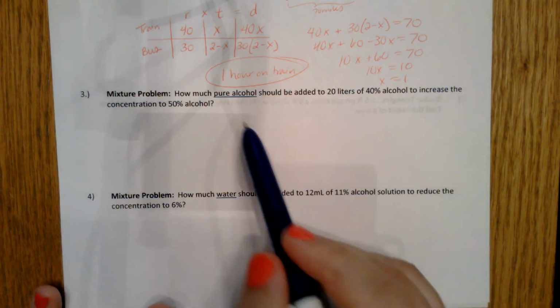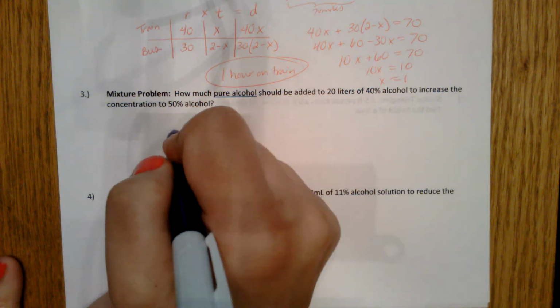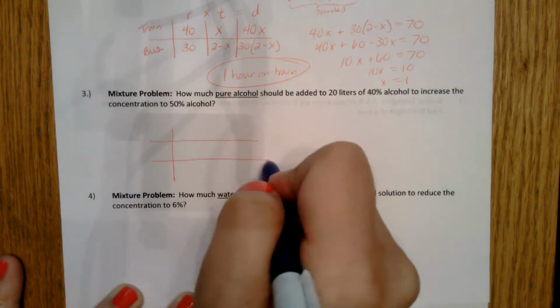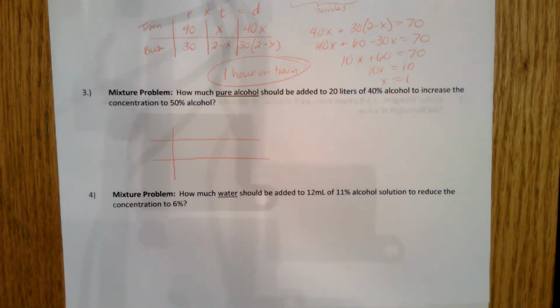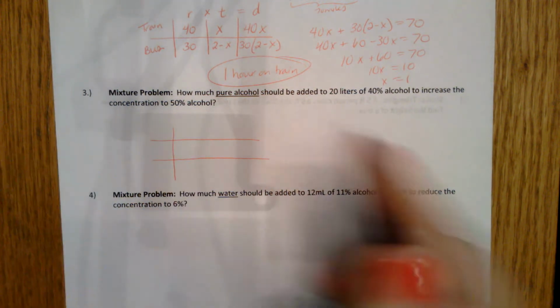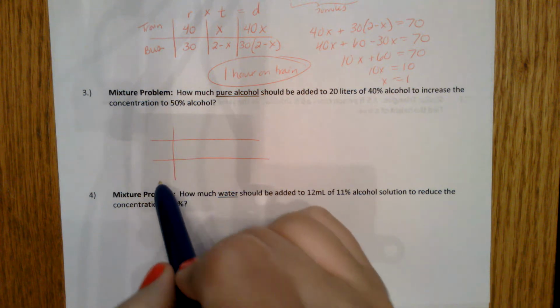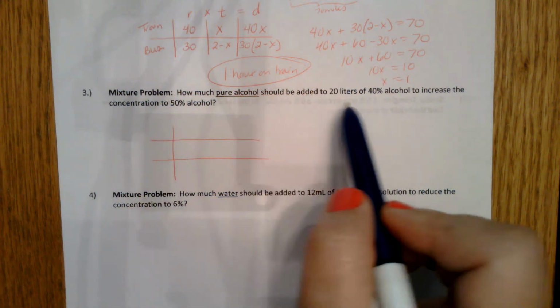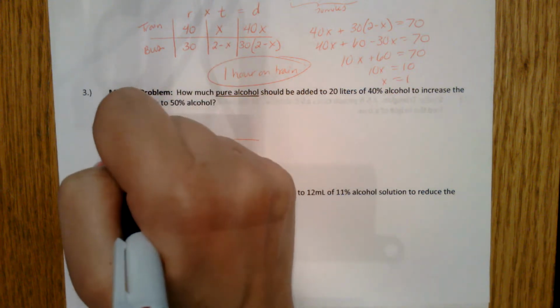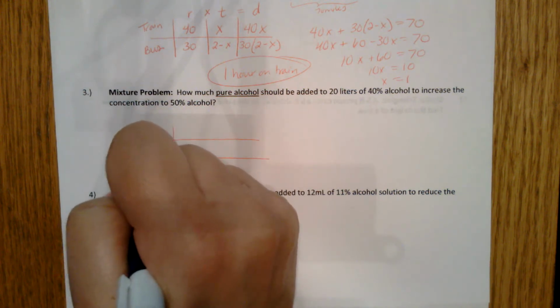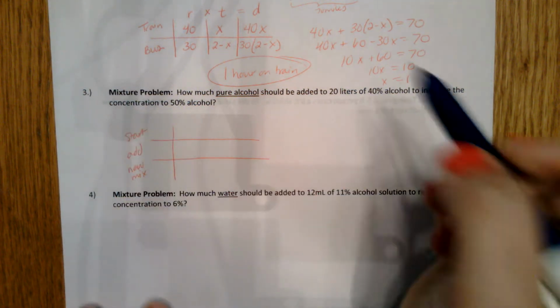So what I do for mixture problems is I actually create 3 rows. And in those 3 rows would be what you start with, what you're adding, and then what the new mix is. So you can think of it like that. Start, what you add, and then what your new mix is going to be.